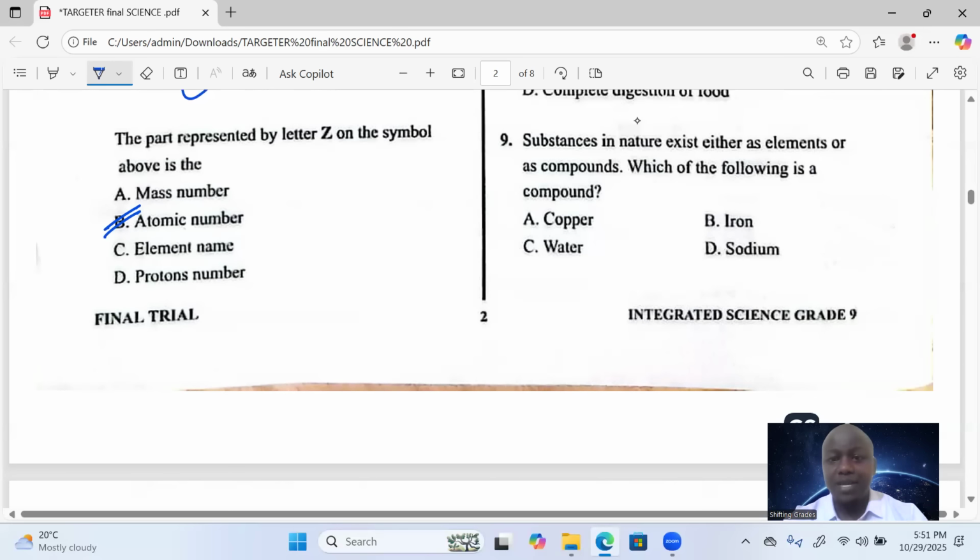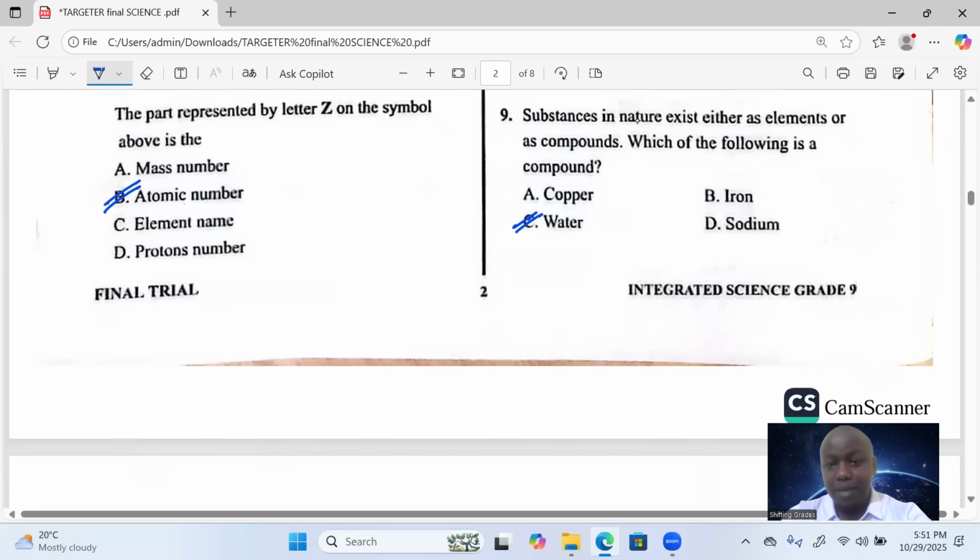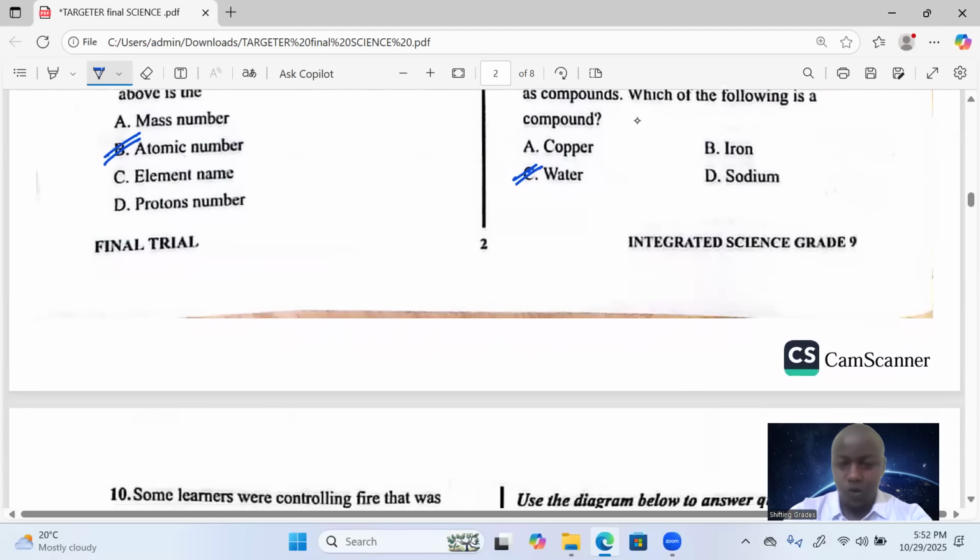Substances in nature exist either as elements or as compounds. Which of the following is a compound? Copper, that's a metal. Iron is a metal. Sodium is a metal, and it exists on its own. But water is a compound. Water is usually a compound made of elements, and that is hydrogen and oxygen atoms.